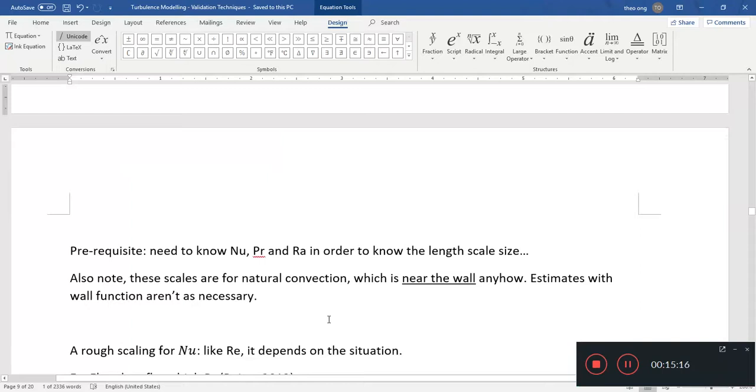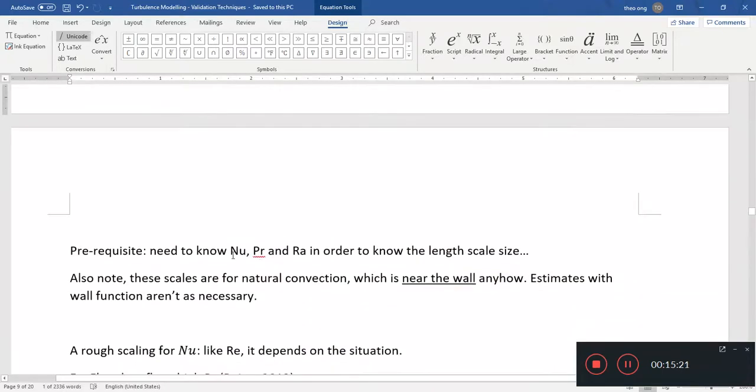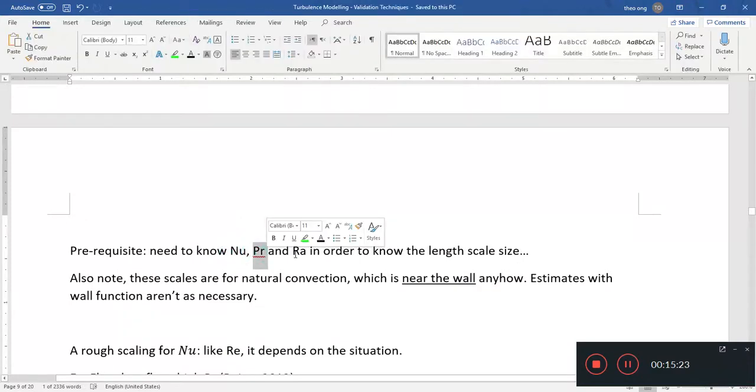So using these correlations here, you will definitely need to know what your Nusselt number, your Prandtl number, and the Rayleigh number are in order to know the length scale.